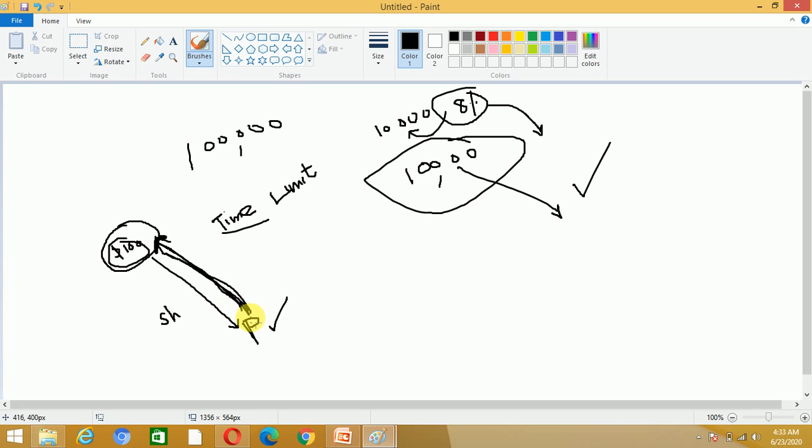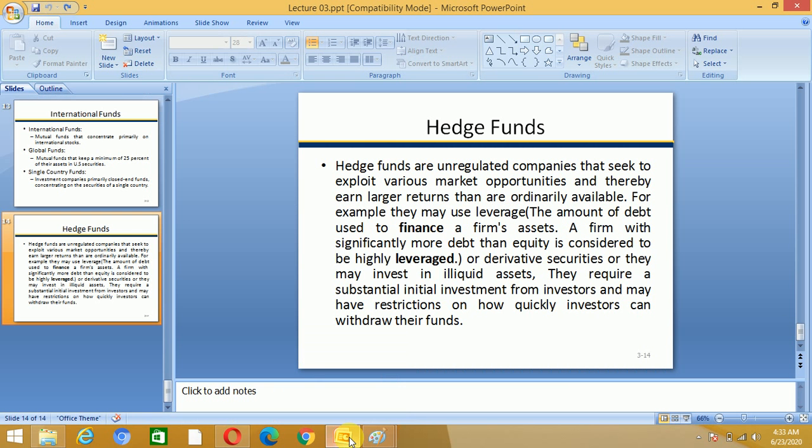This is a feature of open-end funds, that anytime you can buy shares from the company, anytime you can sell them back to the company. But in hedge funds, there is a time limit. Before that time limit, you can't convert your shares back to the cash.